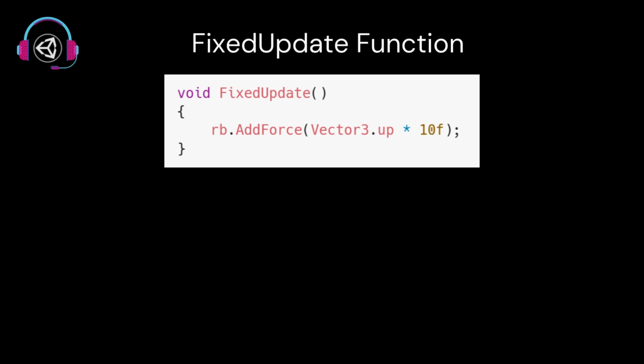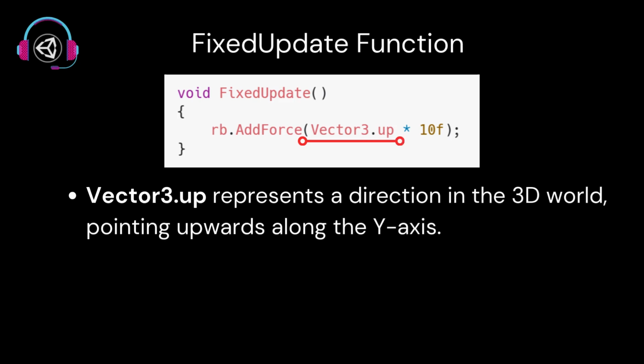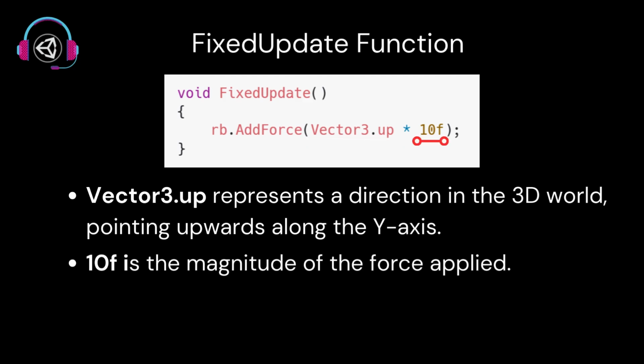In this code, we're applying a force upwards to the Rigidbody. Let's break it down. Vector3.up represents a direction in the 3D world, pointing upwards along the y-axis. 10f is the magnitude of the force applied, so we're pushing the Rigidbody upwards with a force of 10 units. Now, notice that this is inside FixedUpdate, not Update.